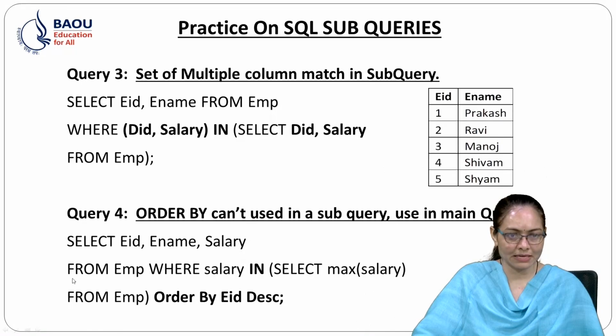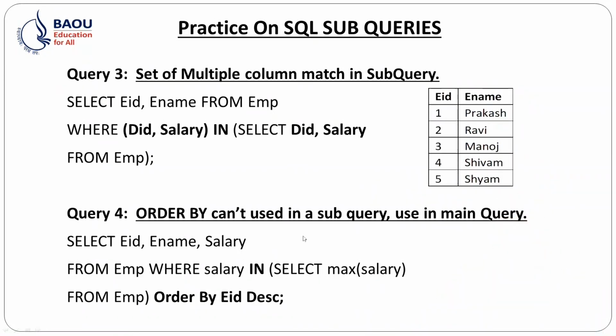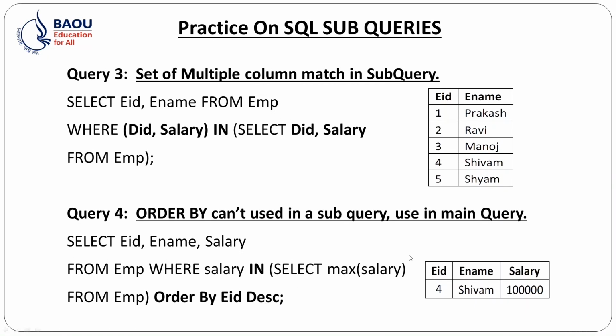Select EID, name, salary from the employee where salary is matched with the maximum salary of the employee; from employee it finds the maximum salary and matches it with the salary. After that, this order by is included in the outer query, because the inner query starts from this and ends at this. Okay, so order by EID in descending order, it will display the fourth record.